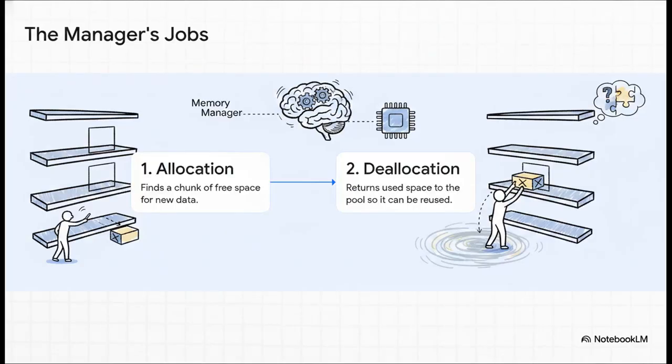So, the memory manager's job really just boils down to two main things. First, when a program needs to store something, the manager has to find an empty spot for it. We call that allocation. Second, when a program is all done with that thing, the manager takes it out and frees up that space so something else can use it. And that's called deallocation. Sounds simple, right? But this is where a really interesting puzzle starts to pop up.